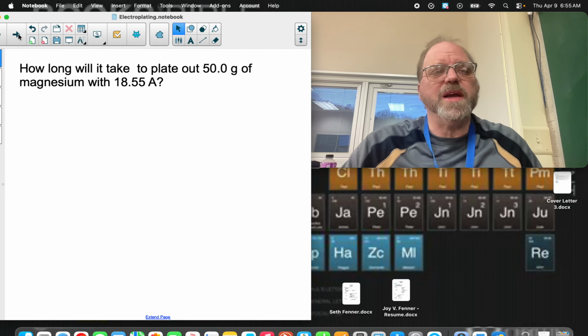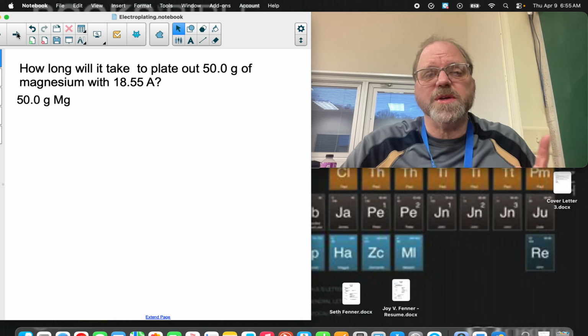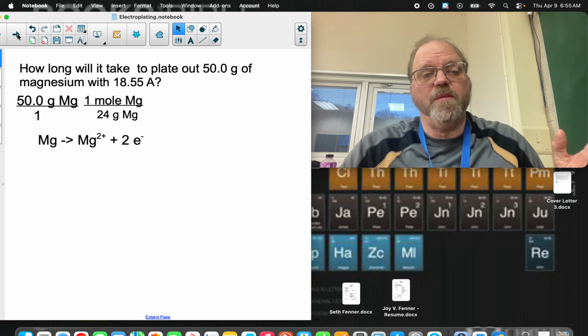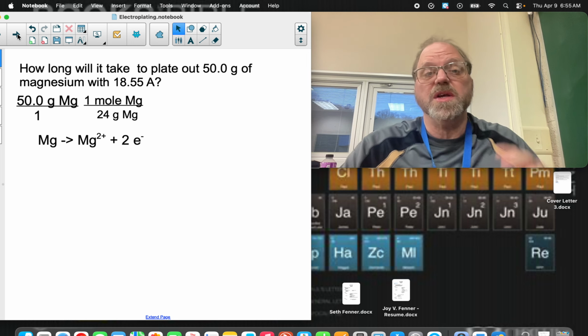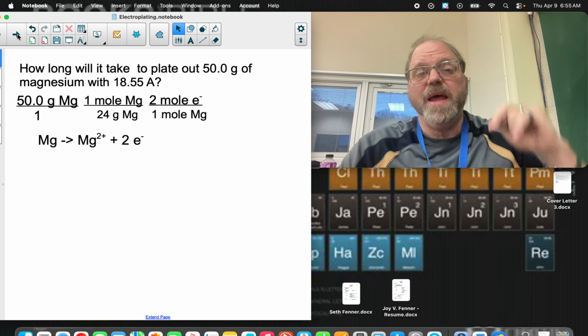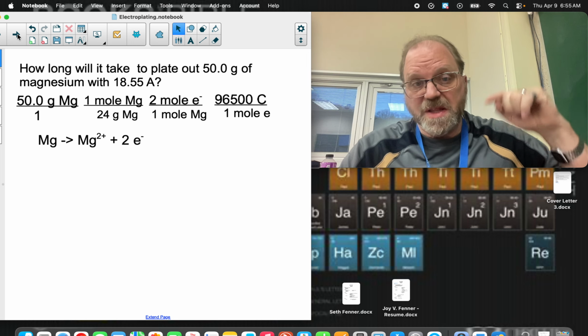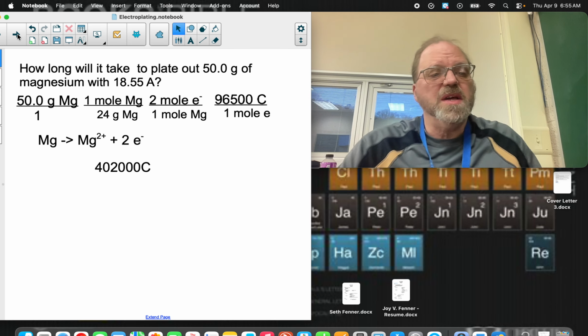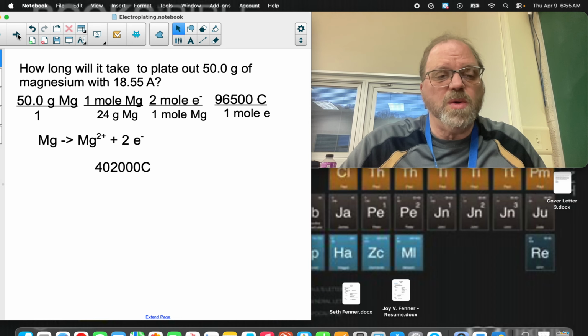All right, here we go. So first thing we're going to do, we're going to take our 50.0 grams of magnesium and we'll convert that to moles. We said from the equation that 1 mole of magnesium is going to give us 2 moles of electrons. So 2 moles of electrons go on top. And for every 1 mole, Faraday's constant, 96,500 coulombs. So we get 3 sig figs, 402,000 coulombs.